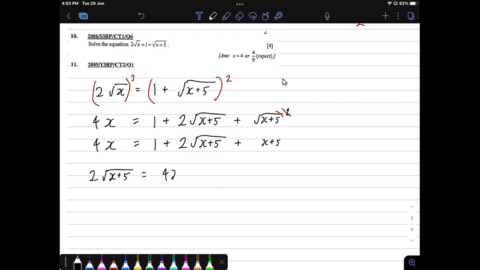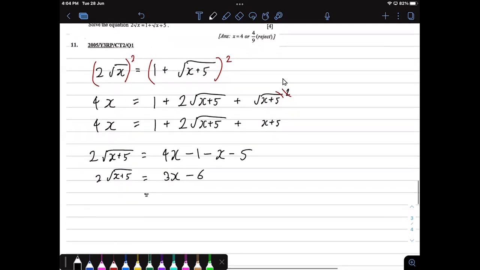So we get 4x minus 1 minus x minus 5. Simplify, 4x minus x is 3x, minus 1 minus 5 is minus 6. Okay, 2 times root x plus 5. I noticed that I can factor out a 3, but there's really no point to doing it. So we're just going to square both sides again. The numbers are not too big. You factor out the 3 or not, it doesn't really matter.